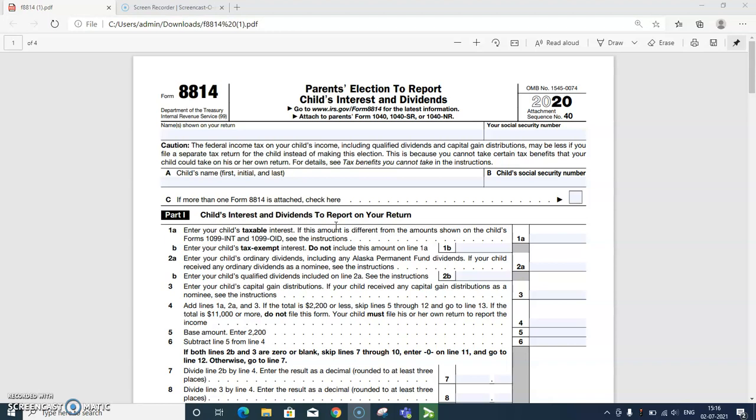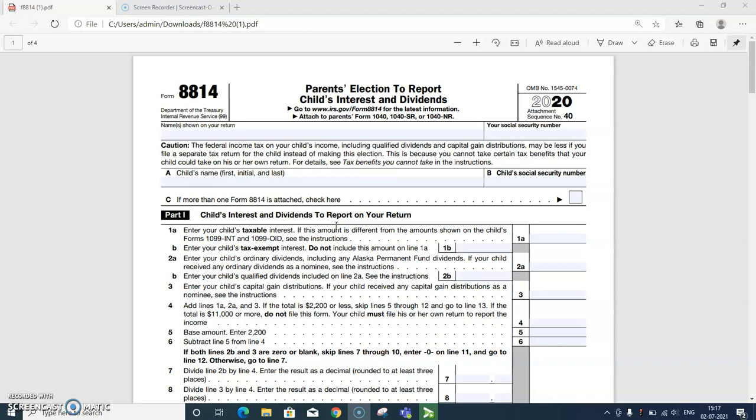If your child received qualified dividends, Alaska Permanent Fund dividends, or capital gain distributions, you have to see IRS Publication 550, Investment Income and Expenses, to figure the amount you can treat as your investment income. Now coming to what about foreign accounts and trusts.